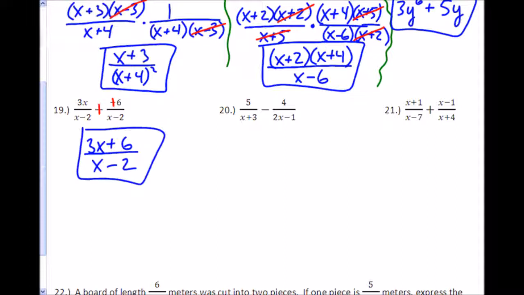And that's not quite it. I suppose the one thing I do need to check here is to see if I can factor this at all. Here I can factor out a 3, which leaves me with an x plus 2.